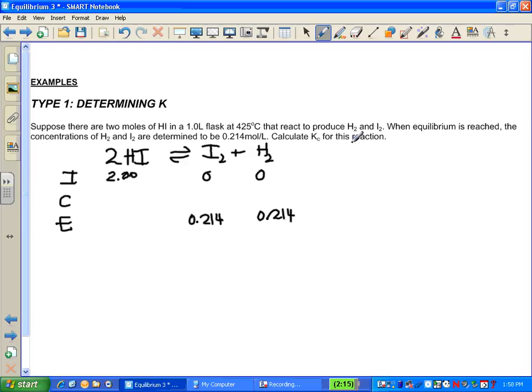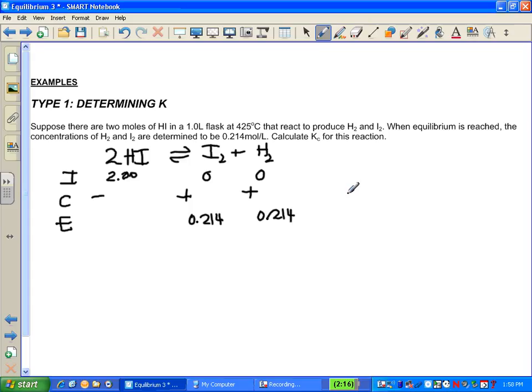Now, for the change in an ICE chart, we're always going to put the changes with respect to x. And we're always going to have the changes reflecting the stoichiometry of the balanced chemical equation. When we look at this reaction, we can see that the I2 and the H2 have both increased. Anything that starts with a value of 0 has only one way to go. It's going to increase. So the I2 and the H2 have increased their concentrations, and in turn the HI will decrease its concentration. Like I said before, the reactants and products are going to have opposite signs. In this case, the products are increasing while the reactants are decreasing.